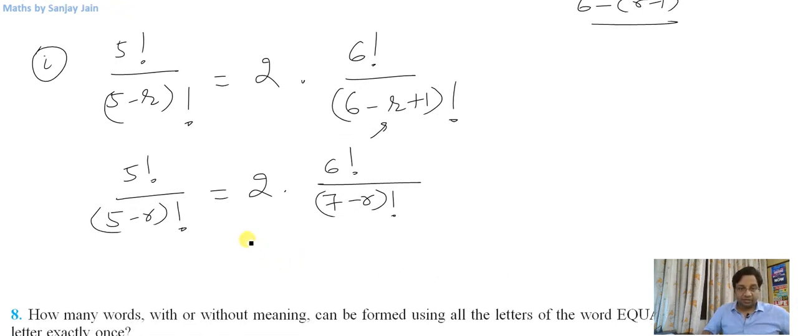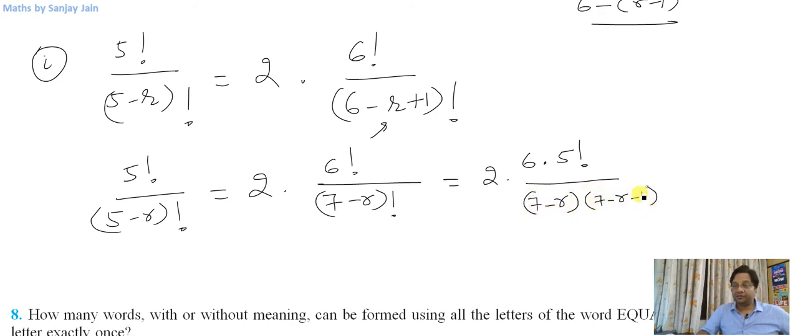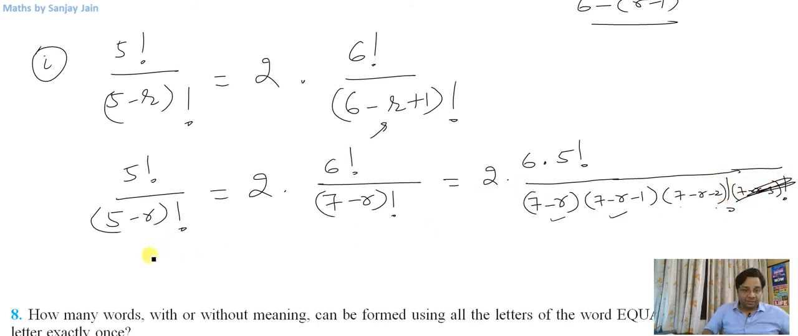Alright. So now let me rewrite the right hand side. 2 into, this I can write as 6 into 5 factorial, divided by (7 minus r) factorial, which can be written as (7 minus r)(7 minus r minus 1)(5 minus r) factorial. So yes, I don't have to write this. Why am I doing this? You'll just come to know.